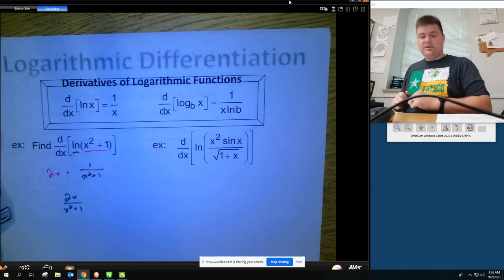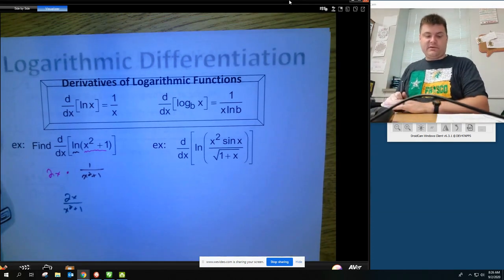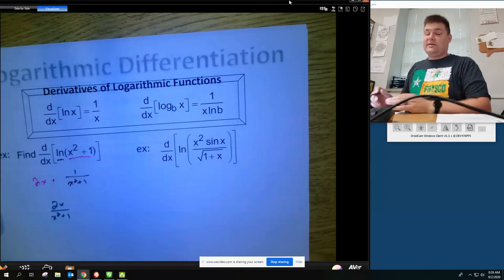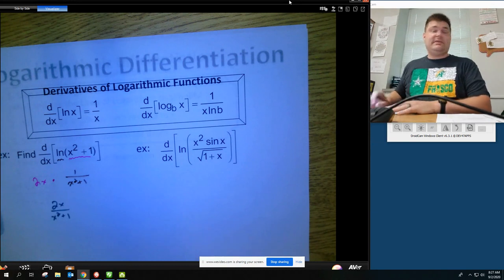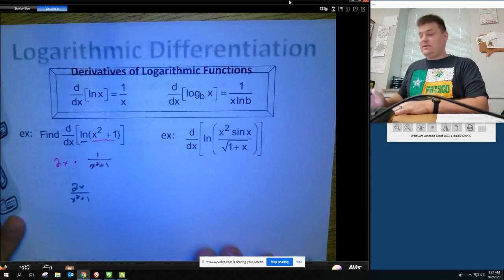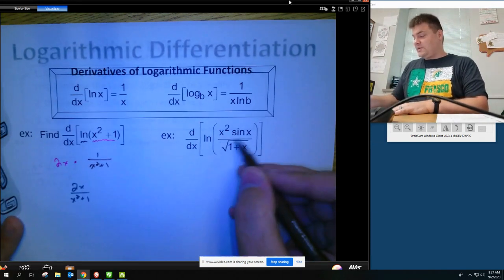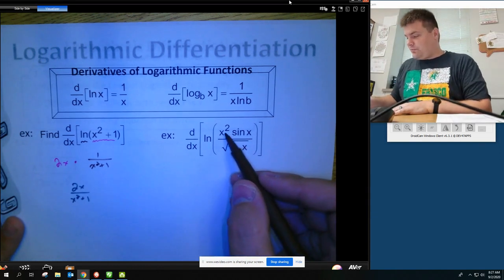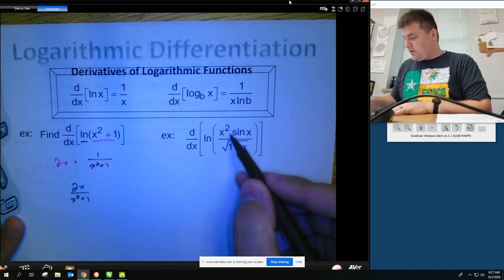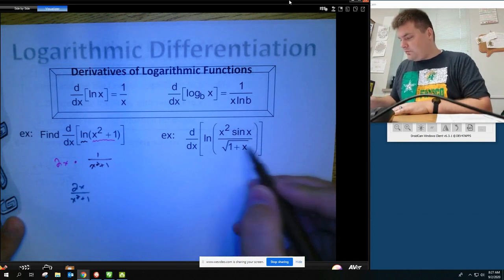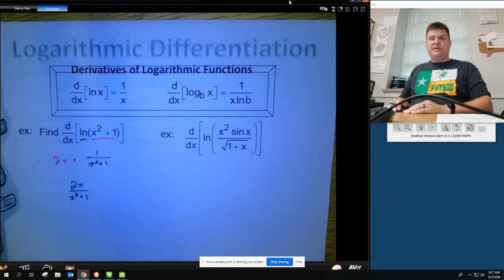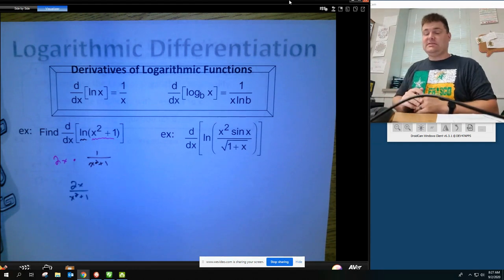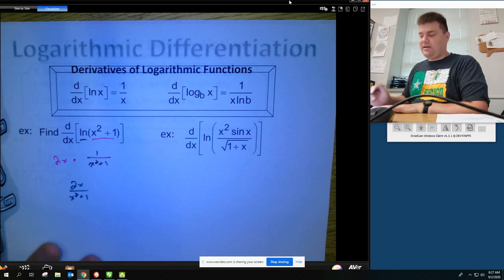So here we go. We got a nice fun problem here. Let's take advantage of the fact that we know properties of ln's, because if we were to just dive in here and take the derivative of the inside, well, you have a product rule right here, and a quotient rule, and a chain rule. Do you really want to do a product and a chain and a quotient? I don't want to. But since this is ln, I know the very special ln rules.